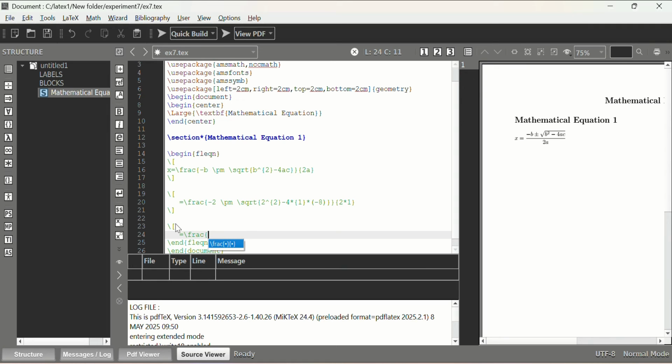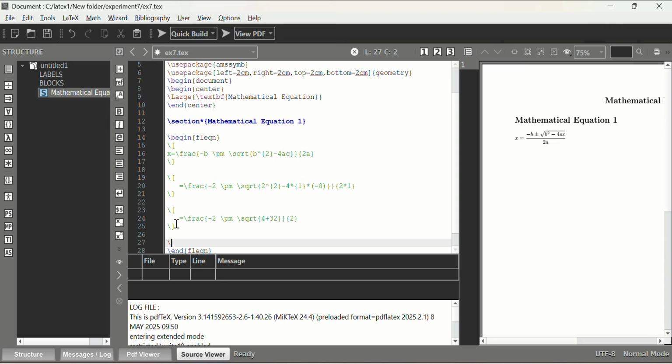Equal to fraction minus 2 plus or minus square root of 4 plus 32, and we have to give the denominator. Okay, so we have completed our first set of equations.